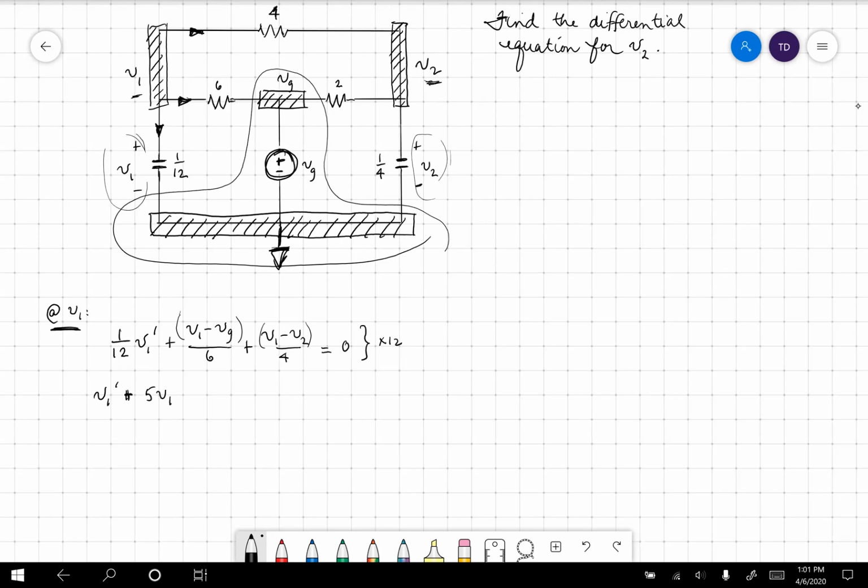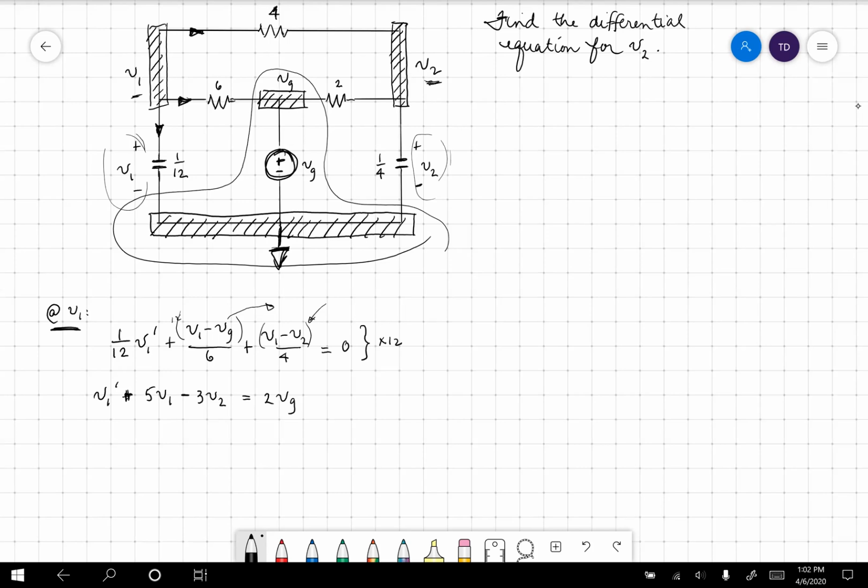And then I'm going to write this negative, again from here on the V2, I'm going to get negative 3 V2. And that's going to equal, I'm going to bring this term over to the other side of the equation, but don't forget this multiplies by 12, so 12 divided by 6 is 2. It's going to be plus 2 VG. So there's our first equation.